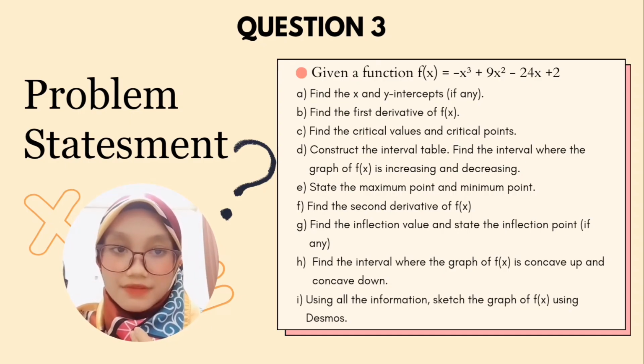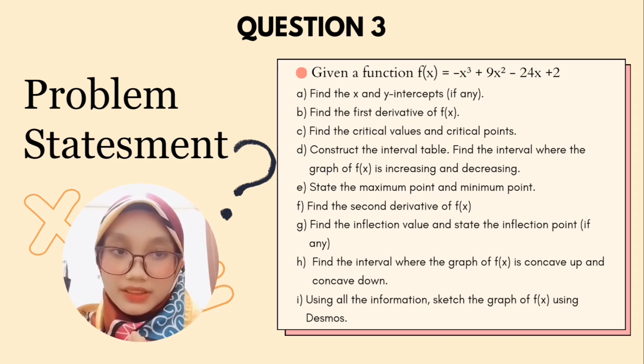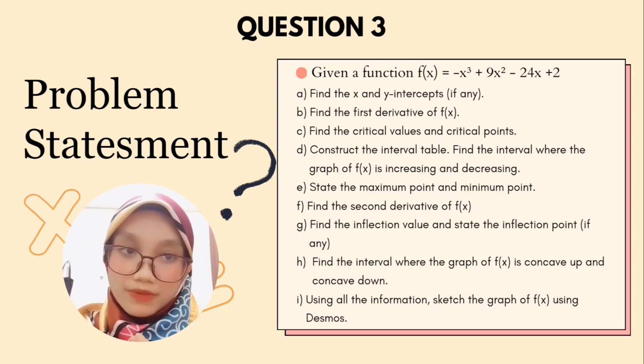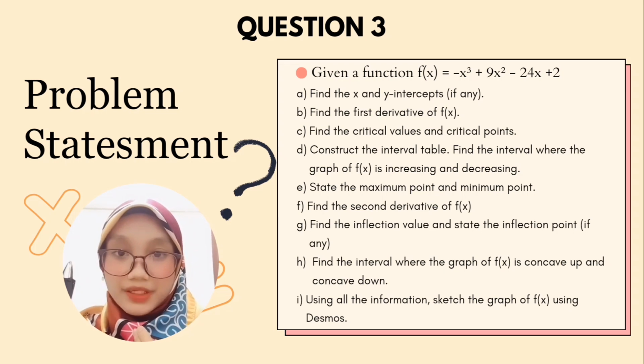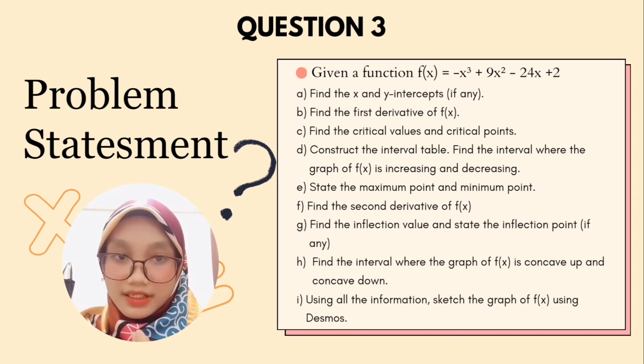Given a function f(x) equal to negative x to the power of 3 plus 9x to the power of 2 minus 24x plus 2. A. Find the x and y intercepts if any. B. Find the first derivative of f(x). C. Find the critical values and critical points. D. Construct the interval table. Find the interval where the graph of f(x) is increasing and decreasing.